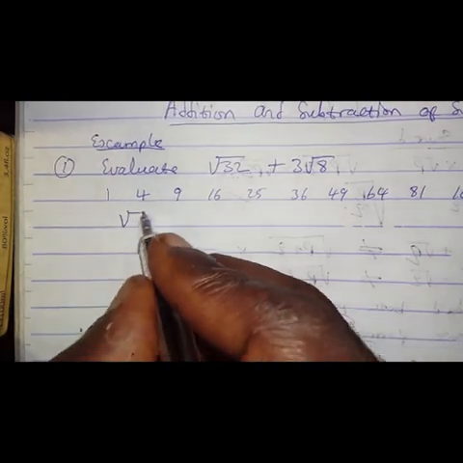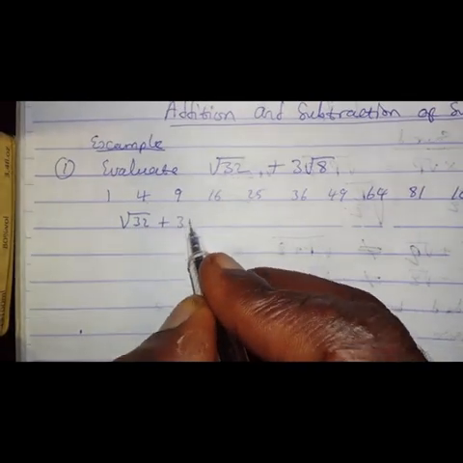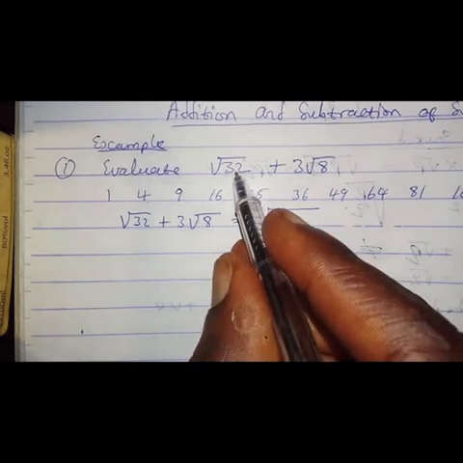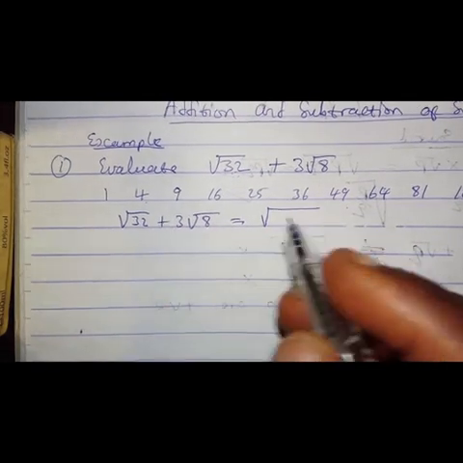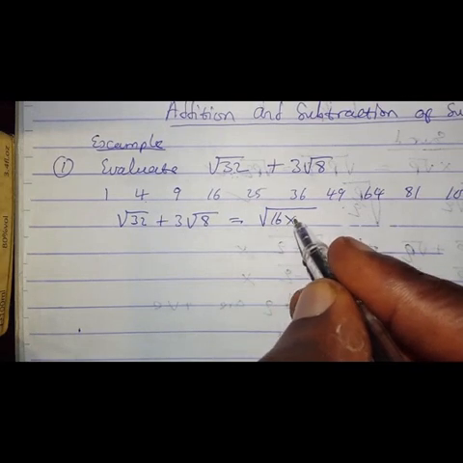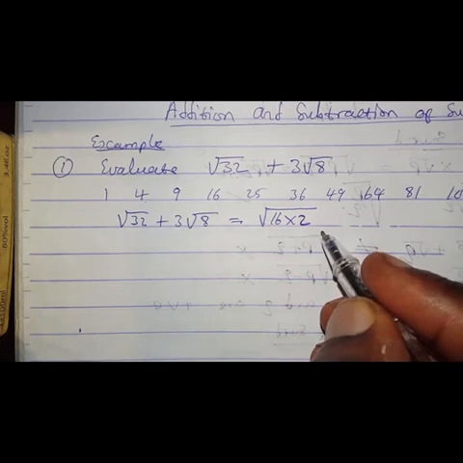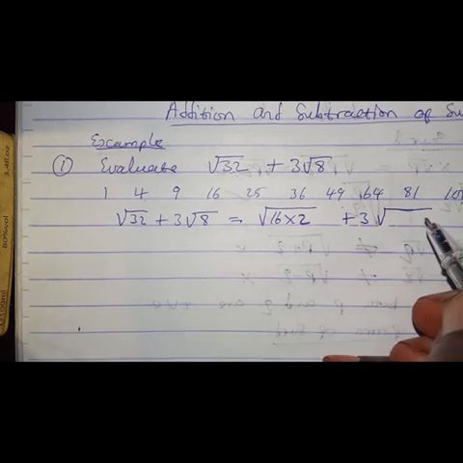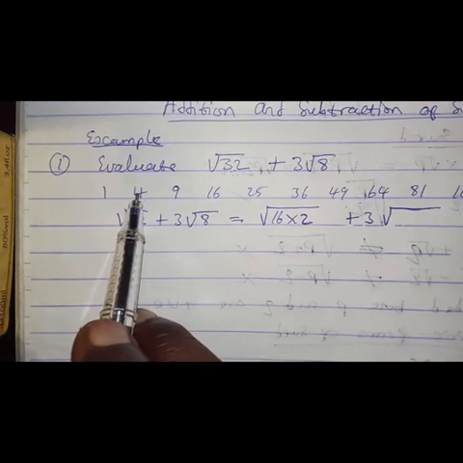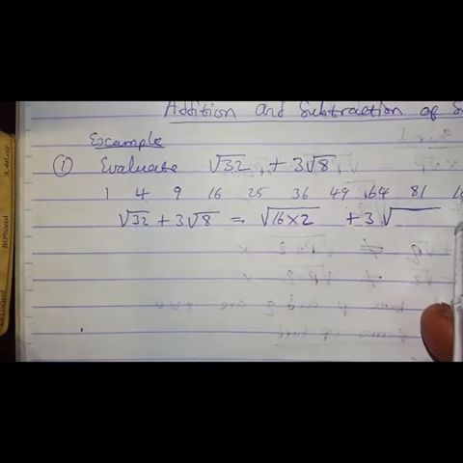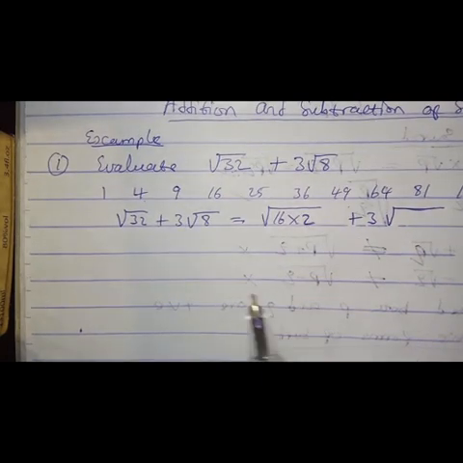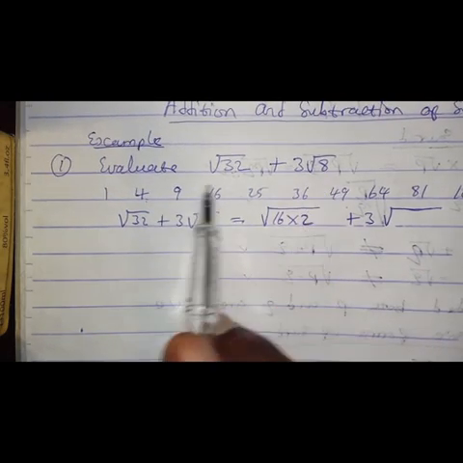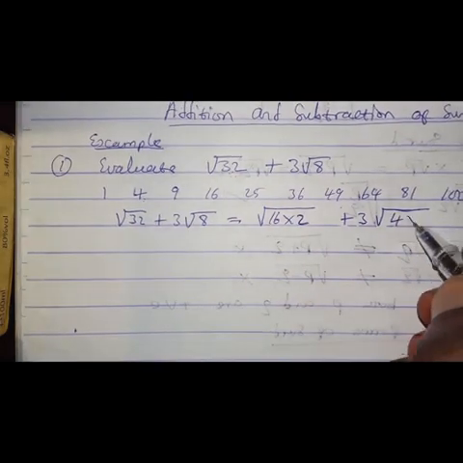That means that root 32 plus 3 root 8 can be expressed as root 32. If you divide 32 by 16, you will have 2. So 32 can be replaced with 16 and 2, because 16 times 2 will definitely give you back 32. Then plus 3 root 8. But root 8 can also be split. Look for a perfect square amongst what we have listed that can divide 8 without remainder. And if we look at that, you see that 4 is the highest possible perfect square that can divide 8 without remainder. When 4 divides 8, you have 4 times 2.